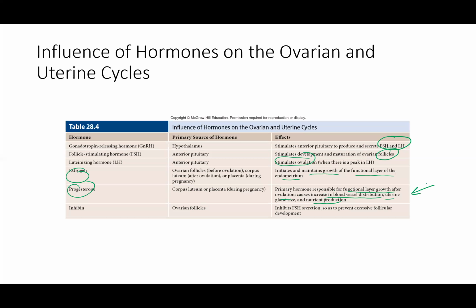Okay, this is why too much estrogen and not enough progesterone can lead to some issues because of what progesterone does. Okay, so it helps with that functional layer growth, increasing in size, blood vessel distribution. You need lots of blood, because blood brings all sorts of good things to tissue, right? So oxygen, nutrients, also gets rid of the byproduct. Okay.